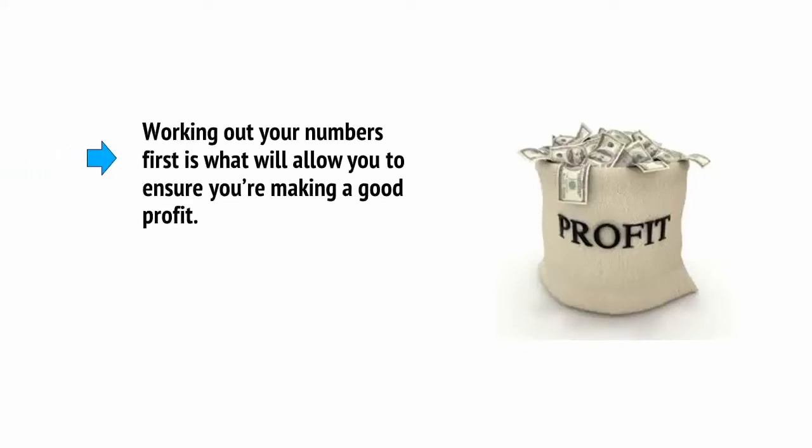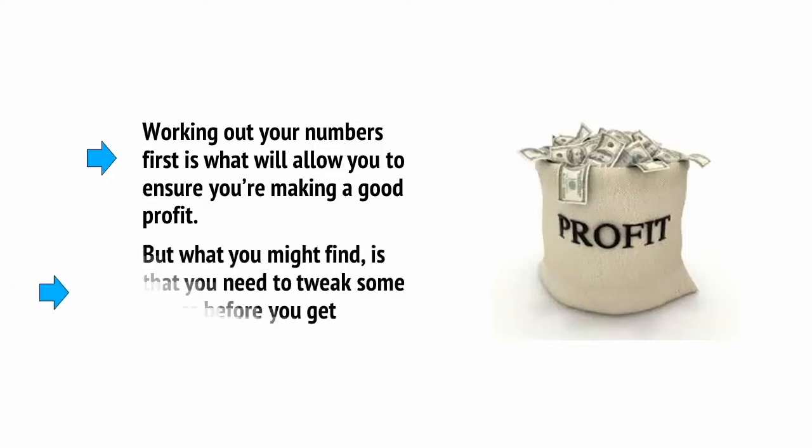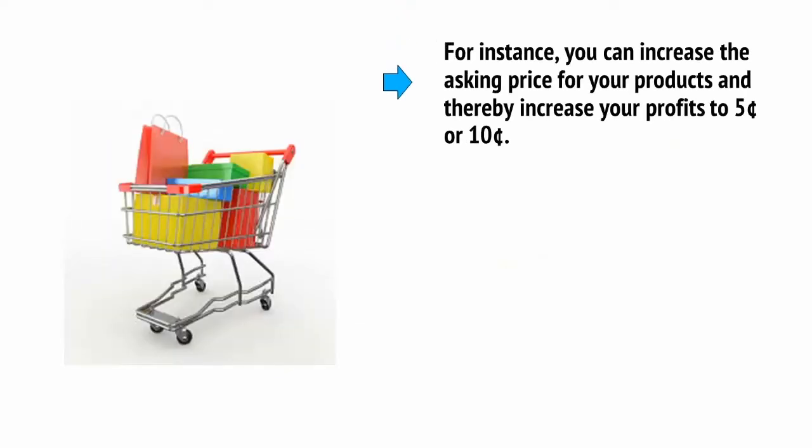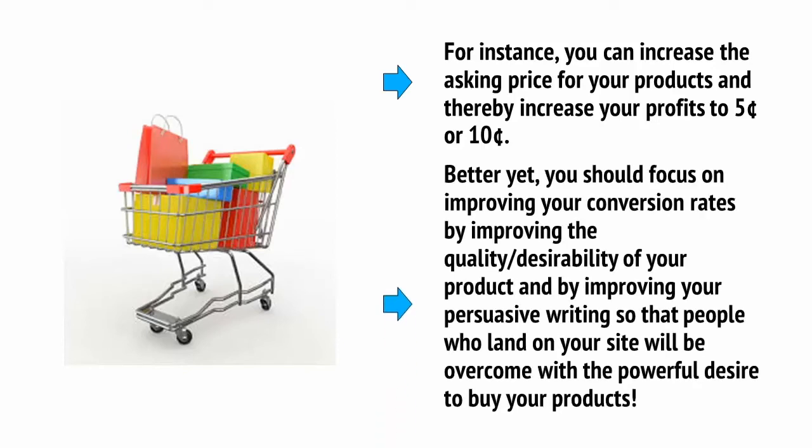Working out your numbers first is what will allow you to ensure you're making a good profit. But what you might find is that you need to tweak some things before you get started. For instance, you can increase the asking price of your product and thereby increase your profits to 5 cents or 10 cents. Better yet, you should focus on improving your conversion rates by improving the quality or desirability of your product and by improving your persuasive writing so that people who land on your site will be overcome with the powerful desire to buy your products.